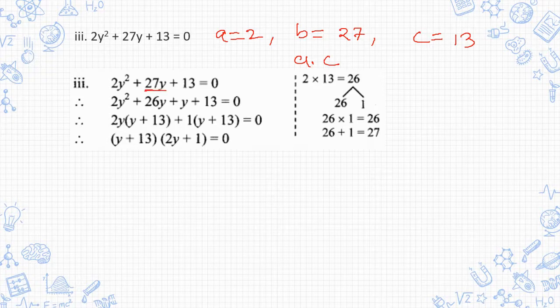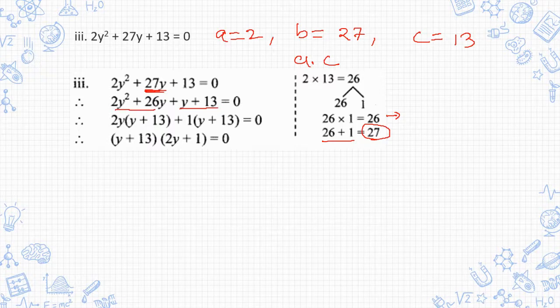So you see, if I take 26 and 1, 26 into 1 will give you 26, and 26 plus 1 is 27, which is the middle term. So I can split 27y as 26y plus 1y. Now you pair it. So the first pair will be 2y squared plus 26y. Second pair will be y plus 13.